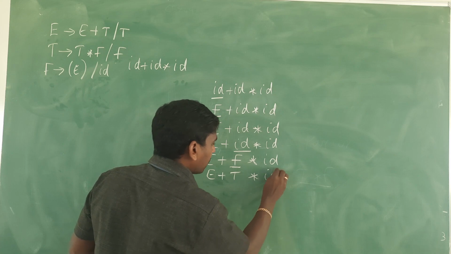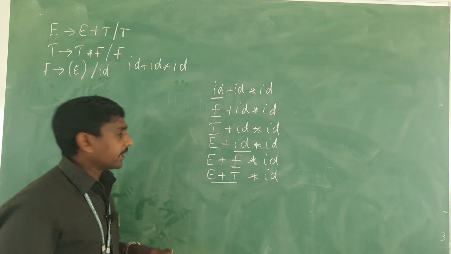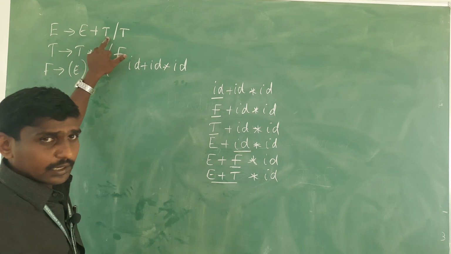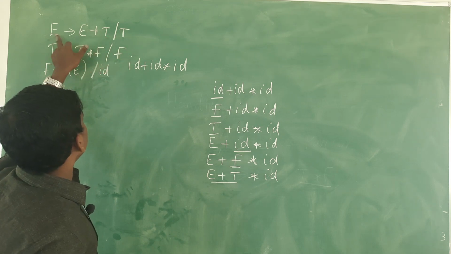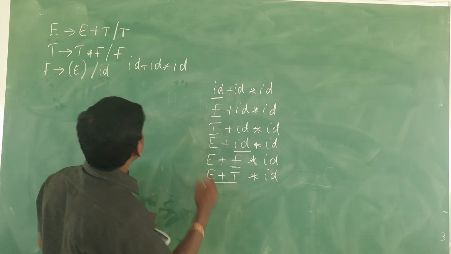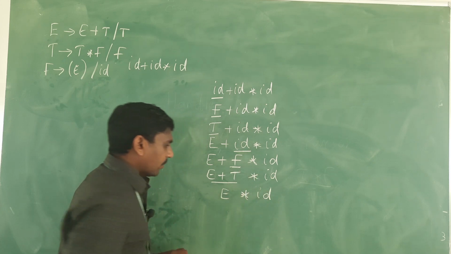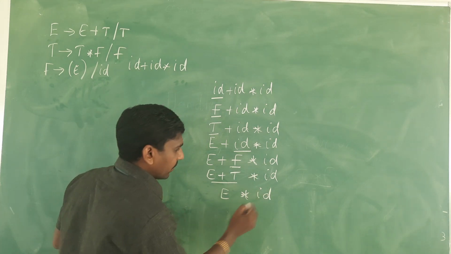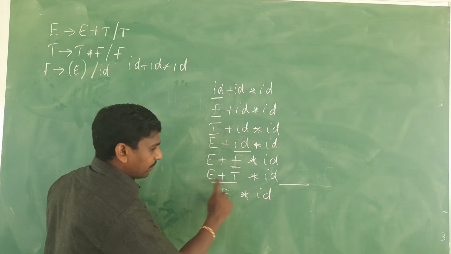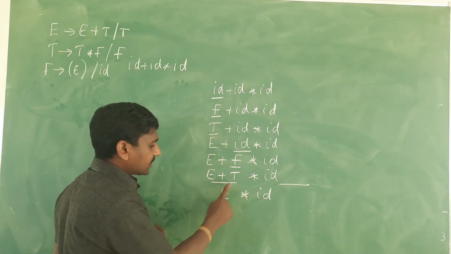Okay, listen very carefully. Here one drawback is there. See, E plus T has a handle. So if E plus T has a handle, I can replace E plus T with E. Okay, this is the drawback. Just listen, I will tell you what the drawback is. So E plus T has a handle, so I replaced E plus T with E.